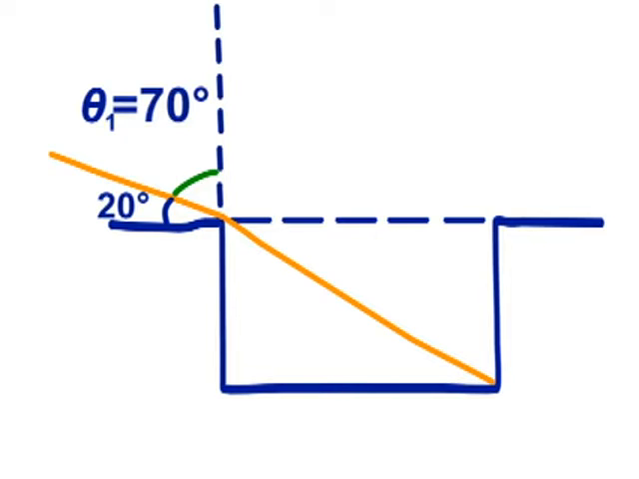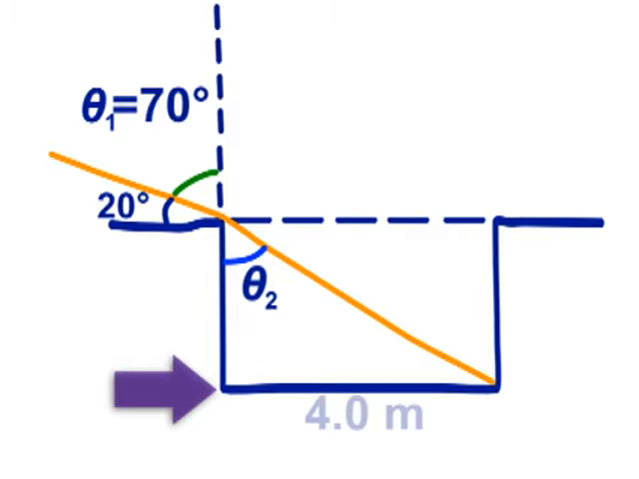Then I can use my refraction rules. And if I know theta 1, I can calculate theta 2. And if I know theta 2, I can say something about this triangle here. What's the length of this side of the triangle? That's 4.0 meters. Excellent. I'm making progress here.